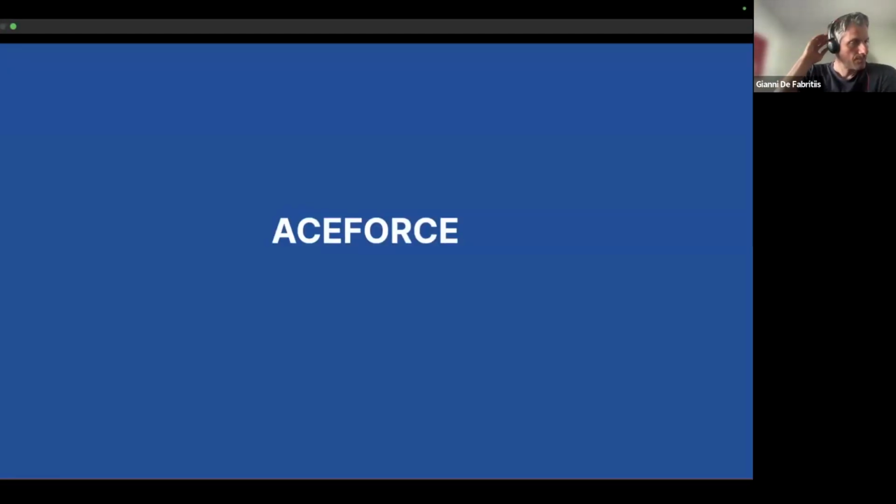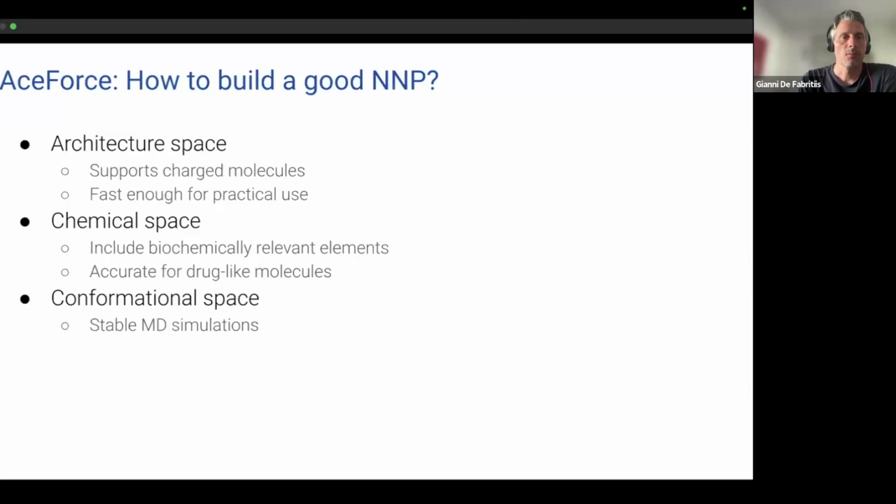Okay, so we go back here to quantum, and we probably need to recap a little bit. We are building now a machine learning potential which is as accurate as possible for small molecules. So what do we need to do? We need to support charged molecules. It needs to be fast enough. We need to include all the biochemically relevant elements. It needs to be accurate for drug discovery. It needs to produce stable MD simulations.